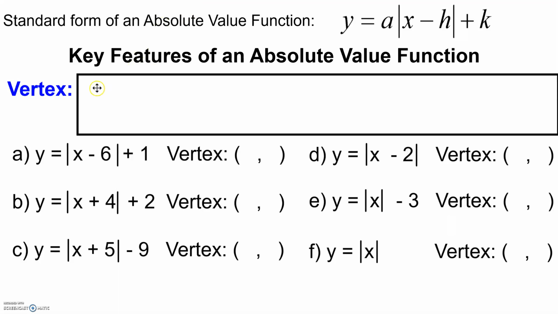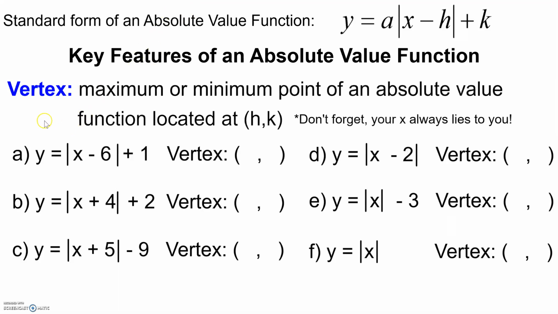Remember that from when we went over the graph. It is the maximum or minimum point of an absolute value function. Now the change here is that it's located at (h, k). So we have this little hint to help you here. X always lies to you. X is always the opposite sign. So if I know that it's a negative h, I know it's going to be a positive h in my answer. So we're going to do A together.